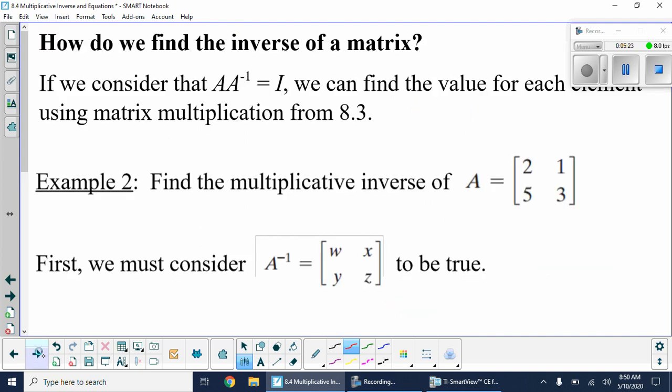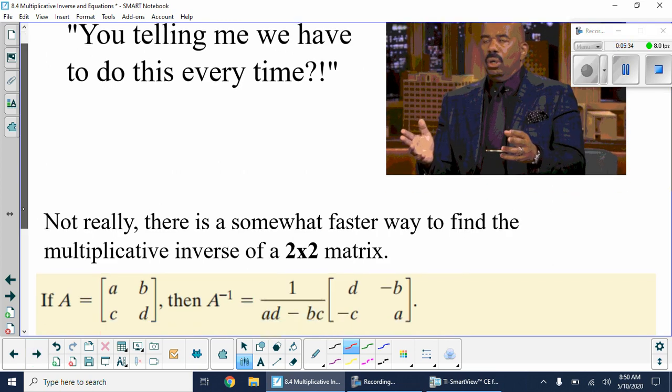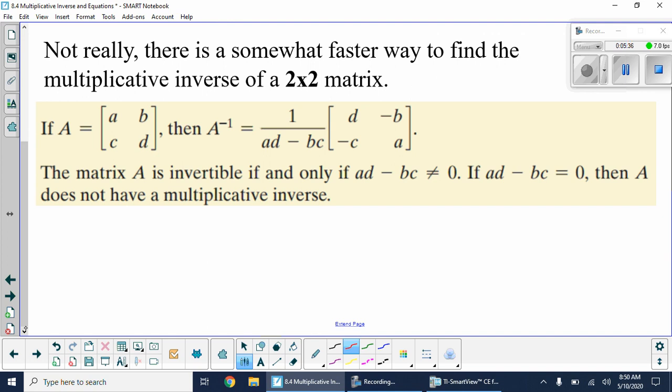Let's move along to, I'm going to skip example 2 just because, if we were in school, we'd totally do it. Right now, it's a little bit more difficult to do this way. So we're going to talk about what you have to do when you have a 2x2 matrix and you want to find its inverse.